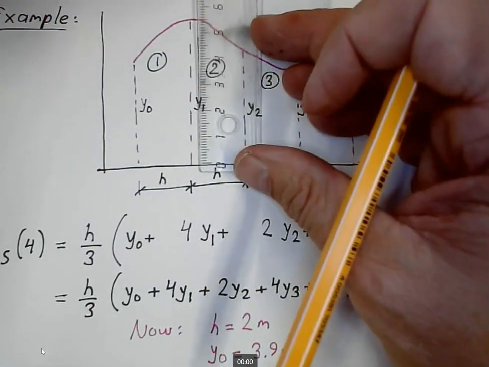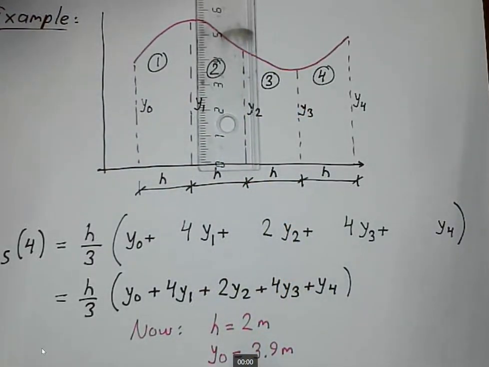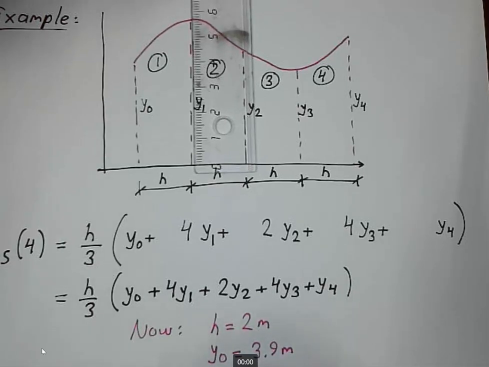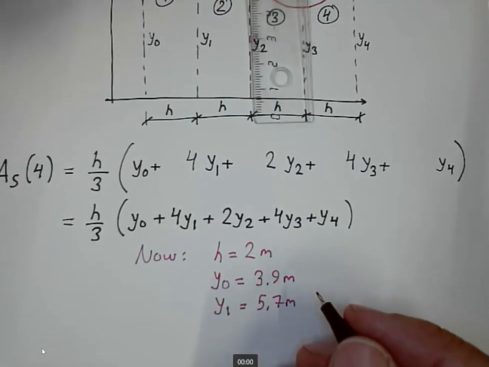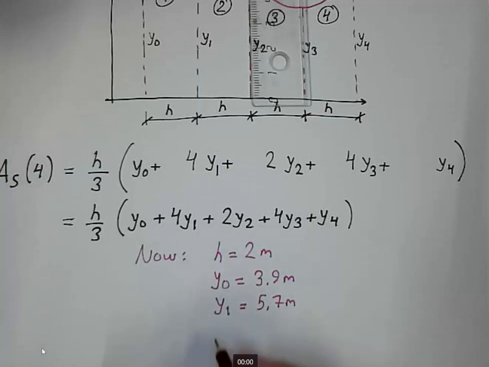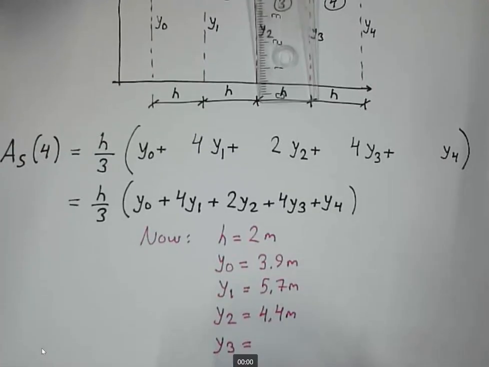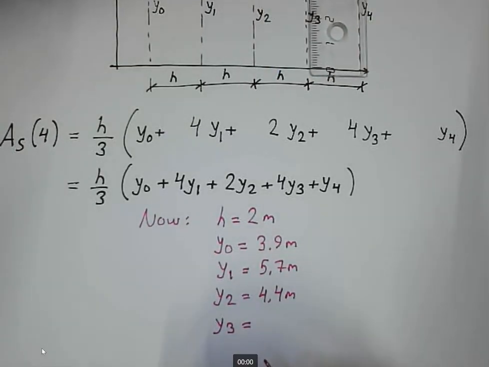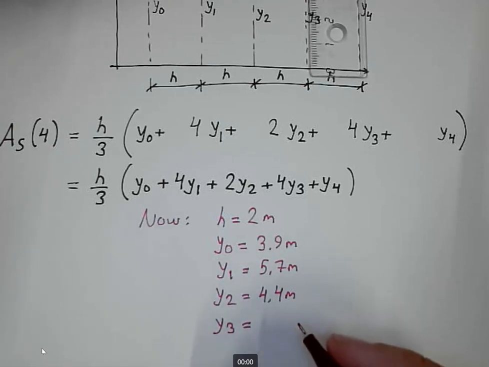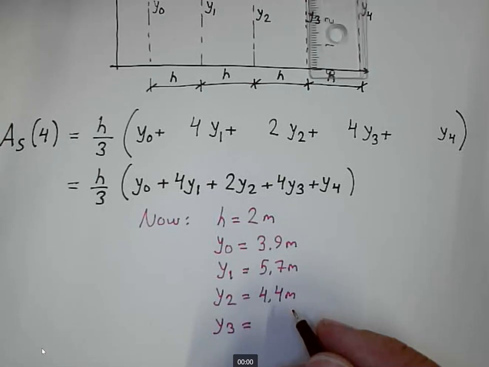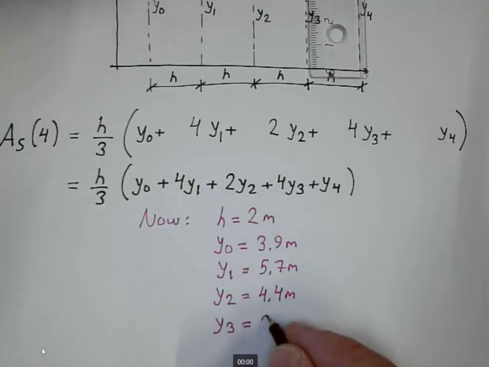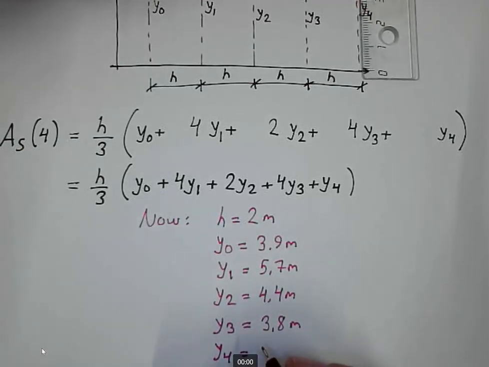The next one, y1, equals 4.7 meters, and then y2 is 4.4 meters, and also y3 equals, what is it, 3.8 meters, and the last one, y4, is about 5.2 meters.